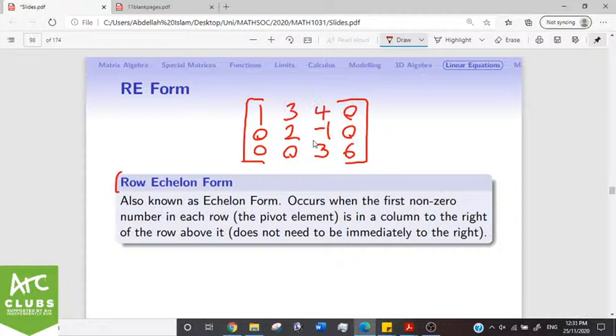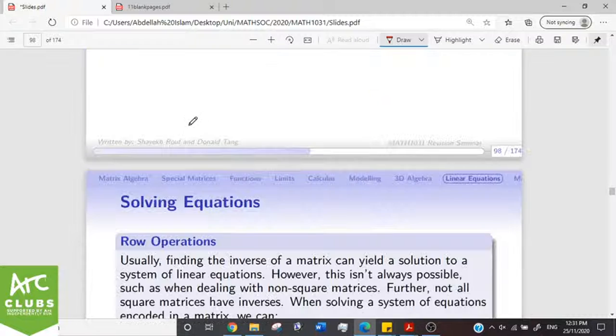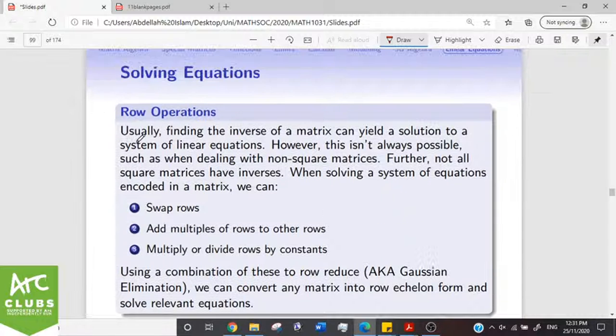Row echelon form because what's happening here is that the first non-zero number in each row is in a column to the right of the row above it. So here the first non-zero term is 1. Here the first non-zero term is 2, which is right next to this column. The first non-zero term here is 3, which is right next to this column, and so on, so on. So this is what we call row echelon form. This is really really useful for solving equations.